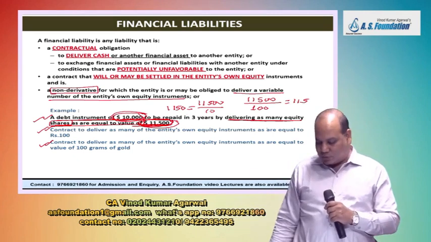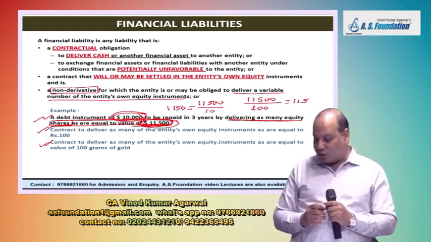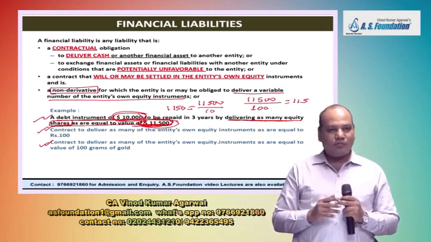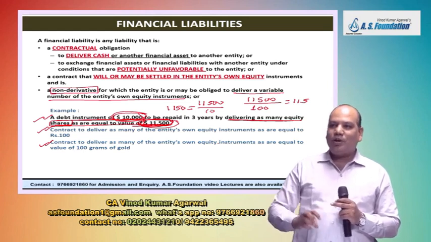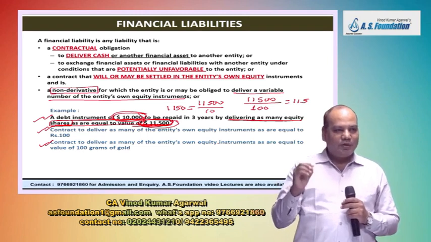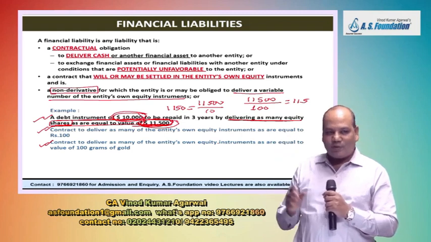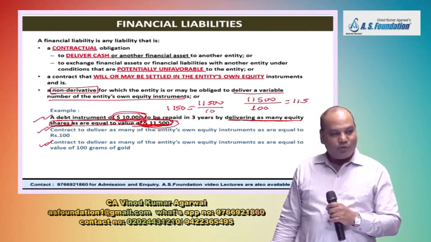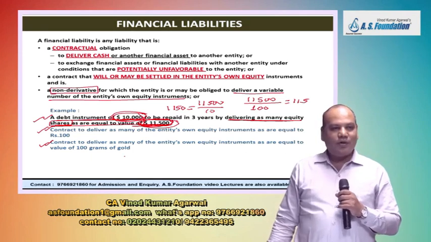Same reason, point number 2: a contract to deliver as many of the entity's own equity instruments as are equal to 100 rupees. How many equity shares will be issued? The total value of equity shares will be 100 rupees. Market price is 10 rupees, 10 shares will be issued. Market price is 50 rupees, 2 shares will be issued.